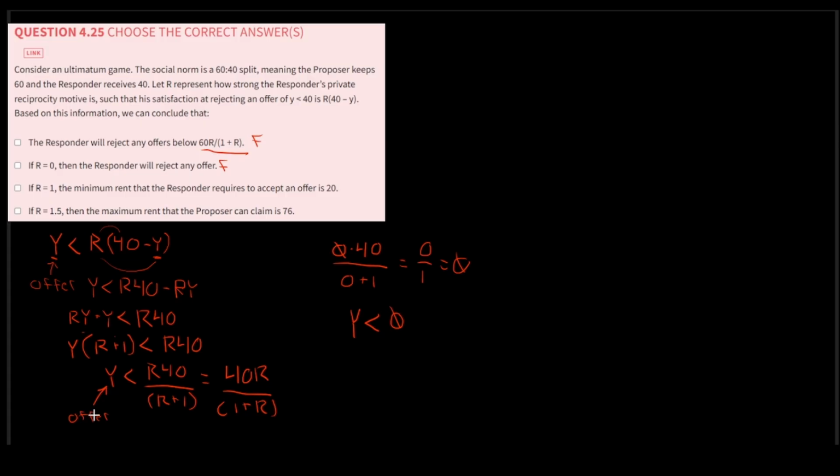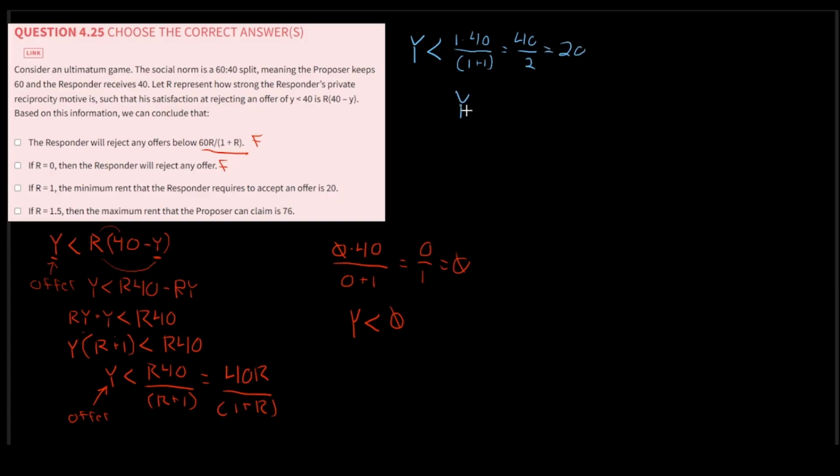Because again, this is our rejection rule. We will reject if the offer is less than what this works out to be. So at an R of 0, there's no way we would ever reject. We would always accept. If R equals 1, the minimum offer that the responder requires to accept an offer is 20. Well, let's work that out. Minimum offer, so y is less than, what did we say, R of 1? So 1 times 40 all over 1 plus 1. So 1 times 40 is 40. 1 plus 1 is 2.